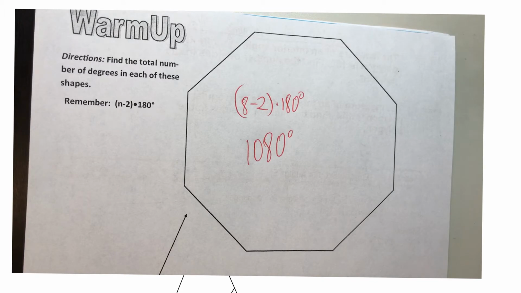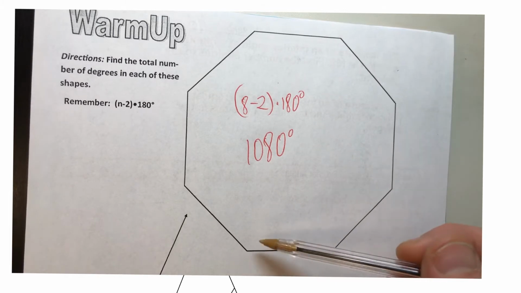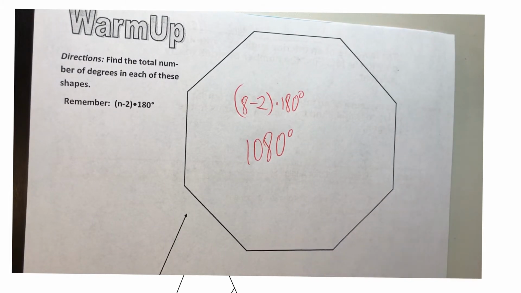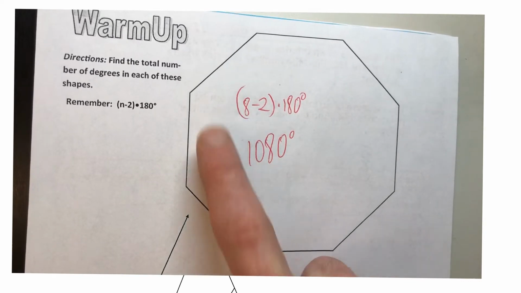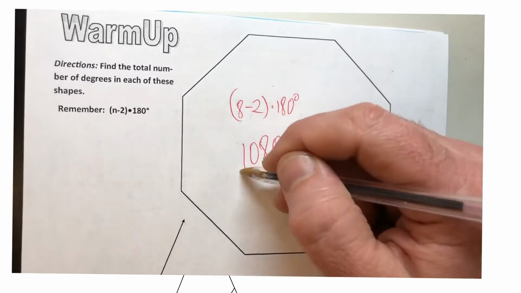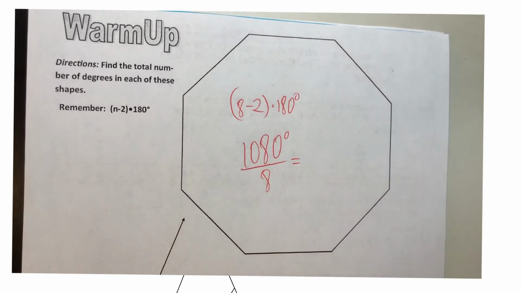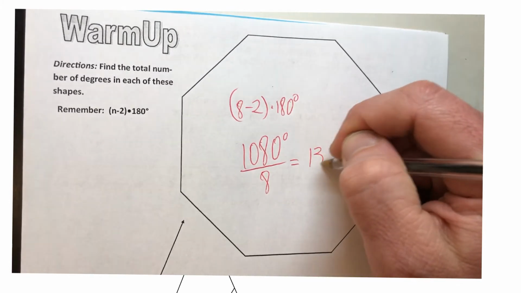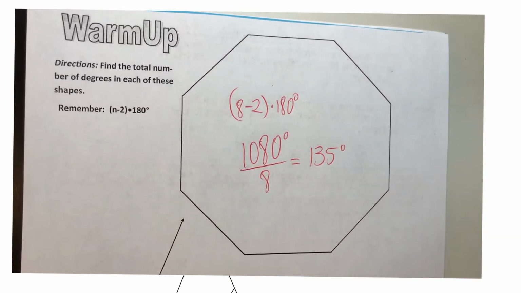Now assuming that this is a regular octagon, that means all the sides are the same length, all the angles are the same. I want to find the measurement of one of these angles. How would I do that? Divided by 8. Yeah, take the total, divided by how many angles there are. There's 8 angles, so if I do 1080 divided by 8, what does that give me? 135. It gives me 135 degrees.